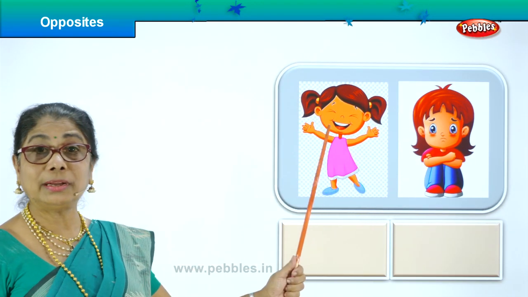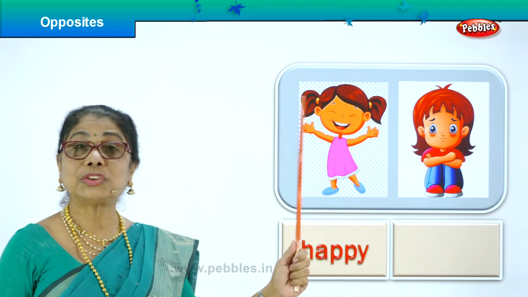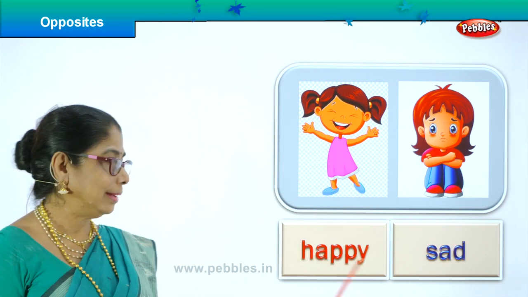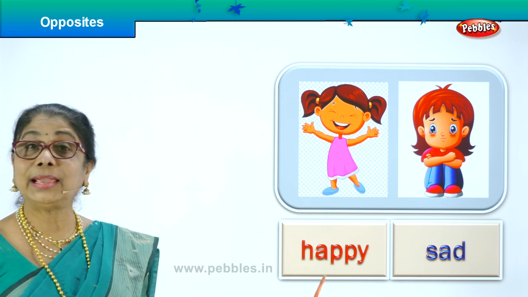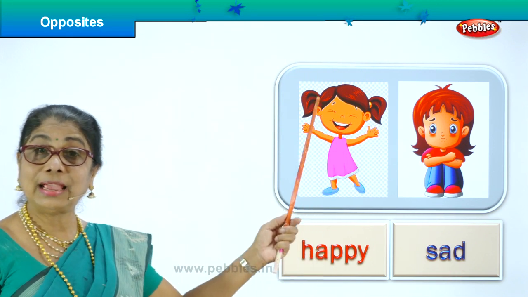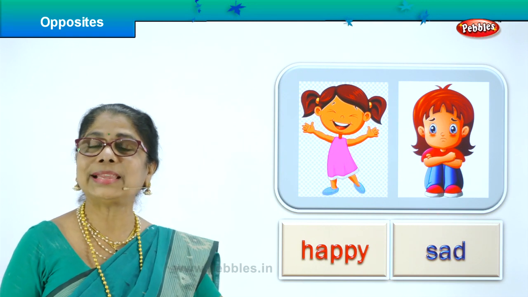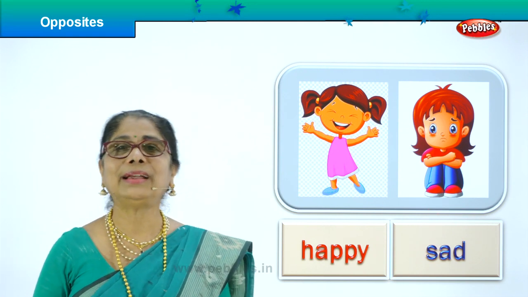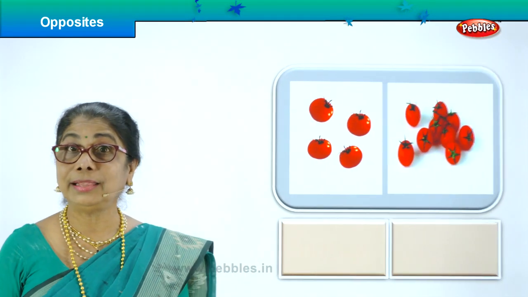There's a very happy girl and a sad girl. A happy child, sad child. So opposite of happy, sad. Happy, sad. Spell happy, H-A-P-P-Y. Happy, S-A-D, sad. Either you are happy or you are sad. Opposite of happy, sad. Good. Let's take another picture. Look at the picture and let's learn the opposite.